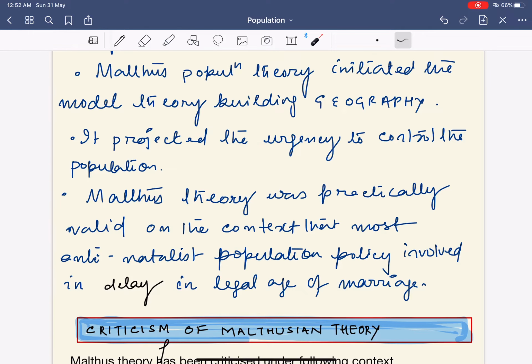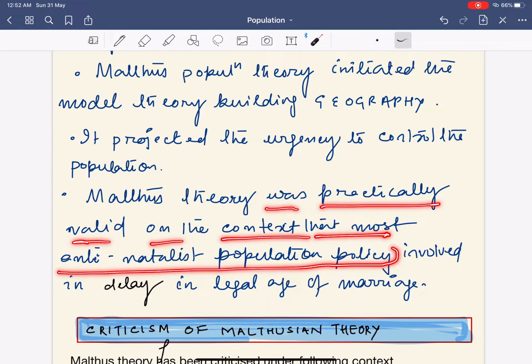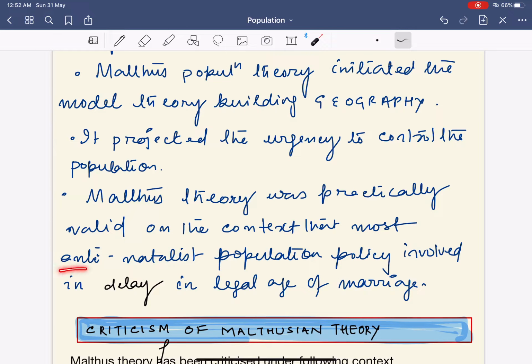Next, it projected the urgency to control population. Obviously, Malthus theory states that if you do not control the population, then your resources will be depleted. Last but not least, Malthus theory was practically valid in the context of anti-natalist population policy. What is this? What is anti-natalist? It means those countries or population policies which are against population rise are called anti-natalist. Pro-natalist means they are in favor of population rise. Please have conceptual clarity of this concept.